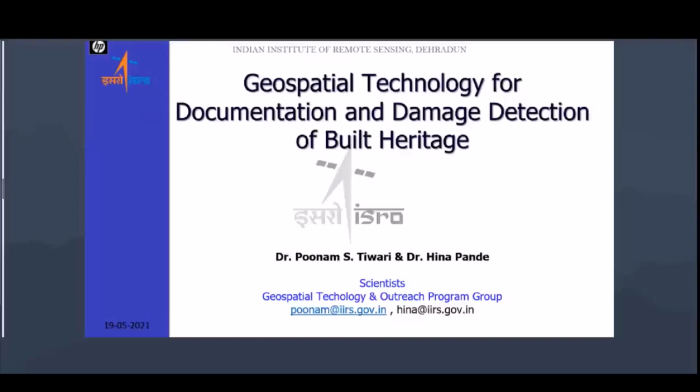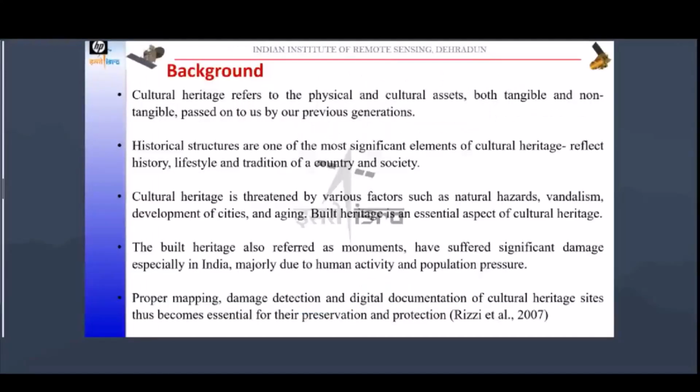Now, we've already gone through all this introduction. However, just to summarize again quickly, we know now that cultural heritage refers to the physical and cultural assets, both tangible and non-tangible, which have been passed on to us by our previous generations. These historical structures are one of the most significant elements of cultural heritage. Therefore, in this session, we focus on built heritage. And these reflect history, lifestyle, traditions of a country and society at large.